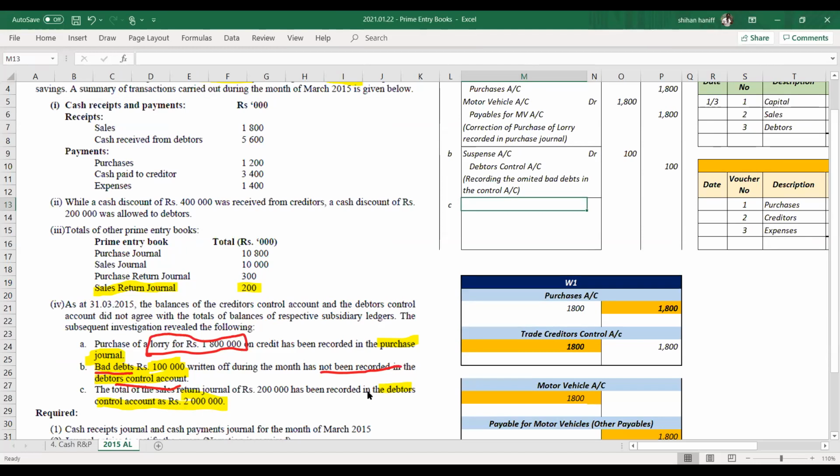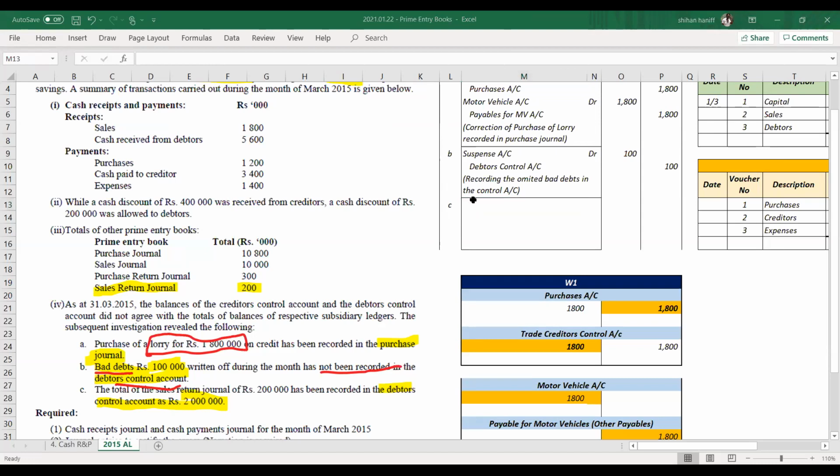How do you correct it? What is the correction entry? Suspense account debit or credit? It's a sales return. Suspense account and debtors control account. Debtors control account, credit or debit? Debtors control account should be debit.